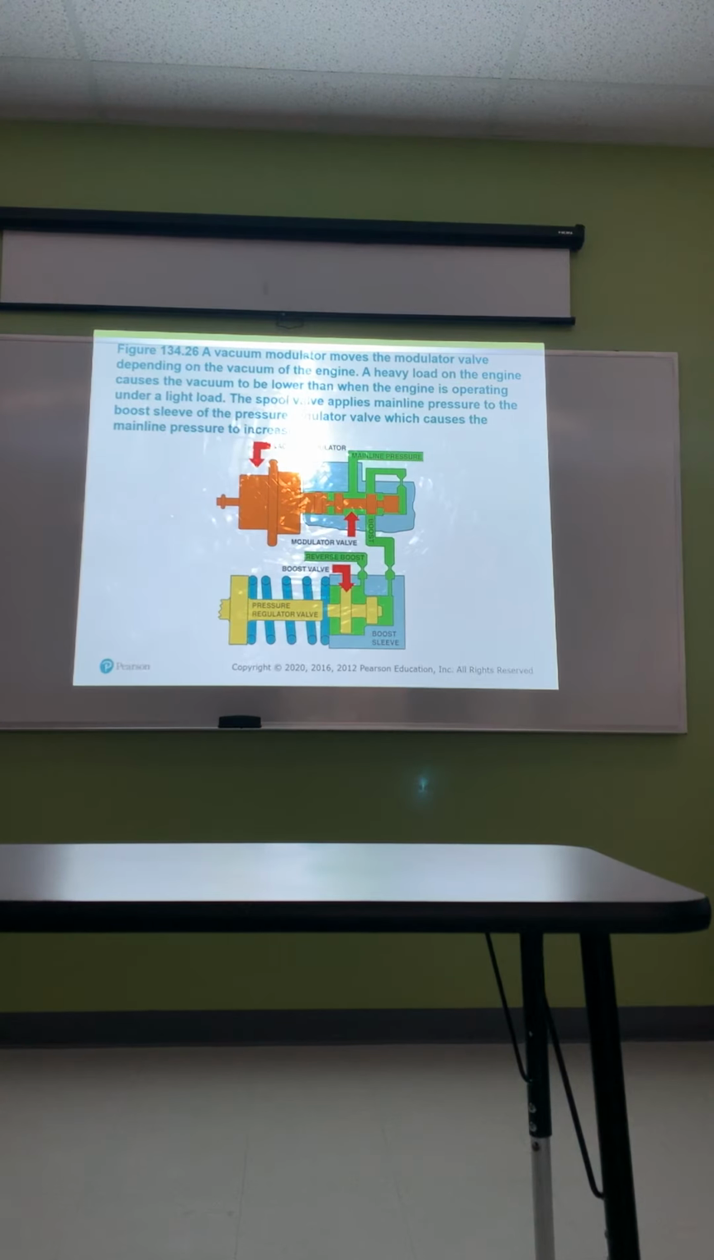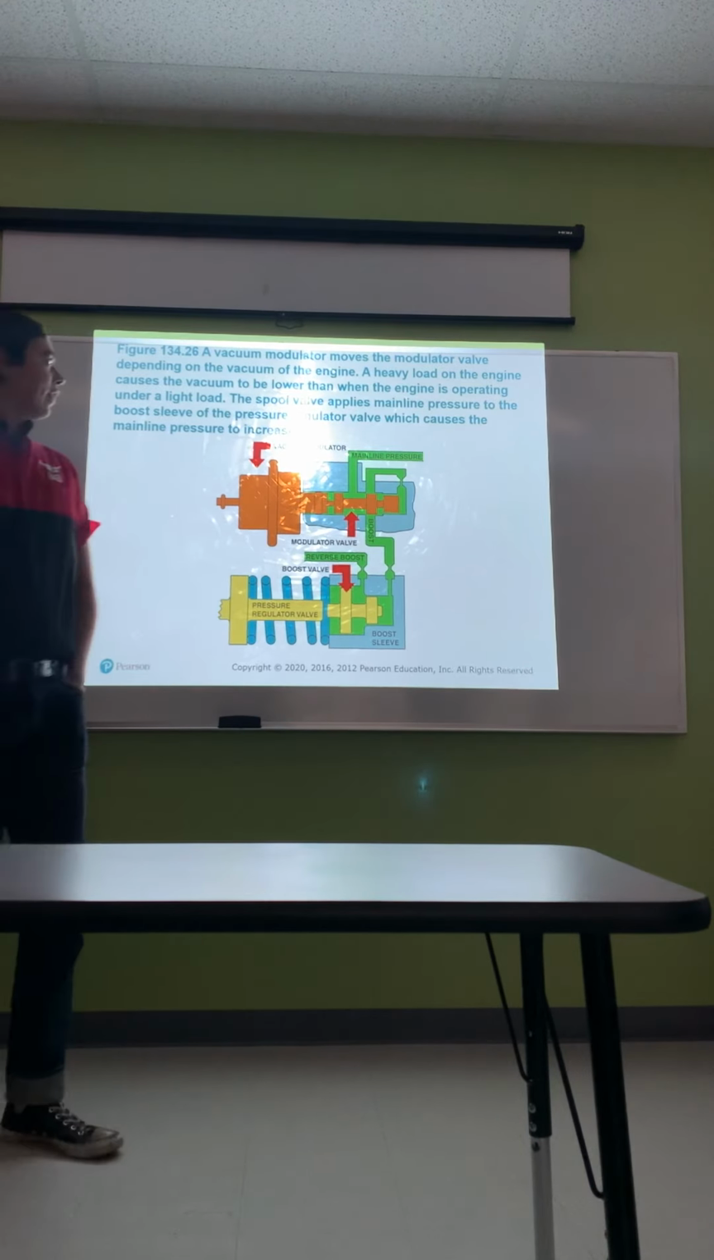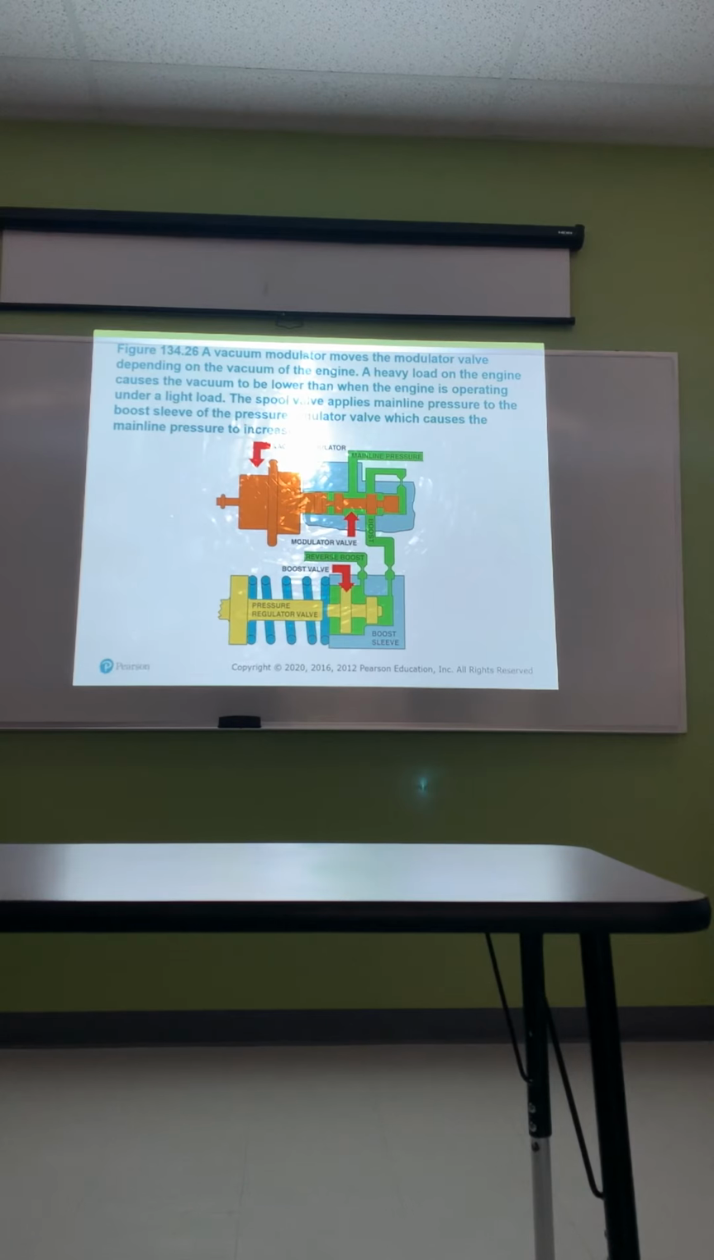Vacuum modulator moves the modulator valve depending on the vacuum of the engine. A heavy load on the engine causes the vacuum to be lower than when the engine is operating under a light load. The spool valve applies mainline pressure to the boost sleeve of the pressure regulator valve, which causes the mainline pressure to increase. I know that's a mouthful of words. Let's see, vacuum modulator moves the modulator valve depending on the vacuum of the engine.